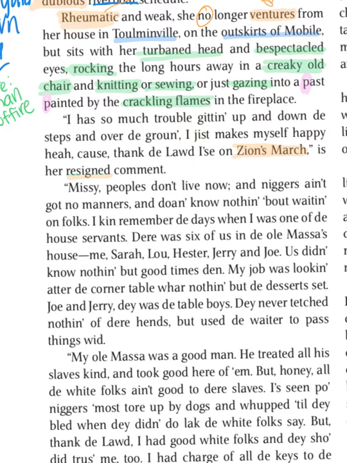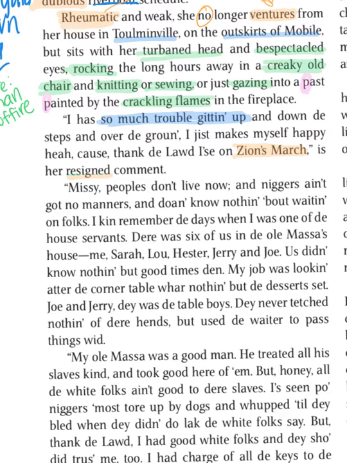I had so much trouble getting up and down and over the ground. I just makes myself happy here. The idea here is she's struggling to move. So much trouble getting up. You know when your grandma gets a little bit old and stiff and she doesn't quite move as quick as she used to?